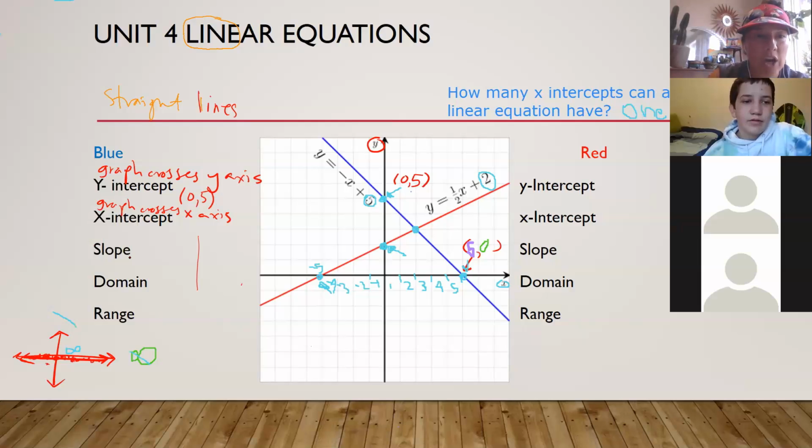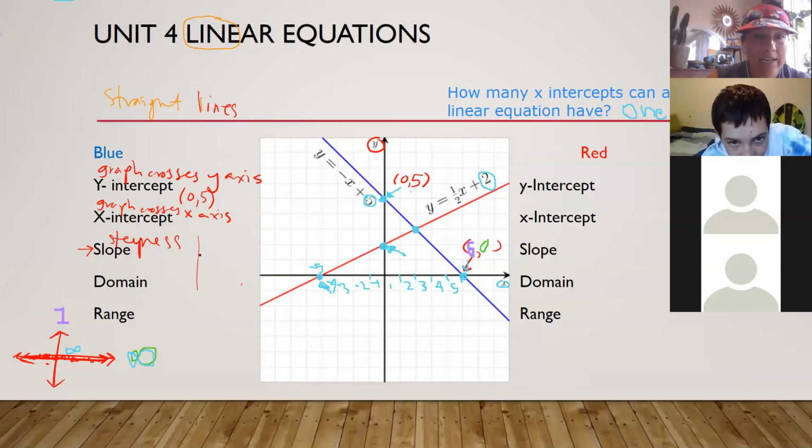Okay, let's go up here, find our slope of our line. So slope is our steepness. And who remembers, our slope is made up of, it's a fraction value. It's always a ratio.